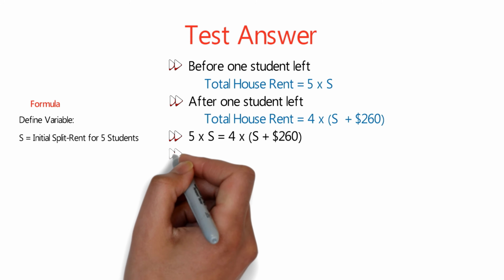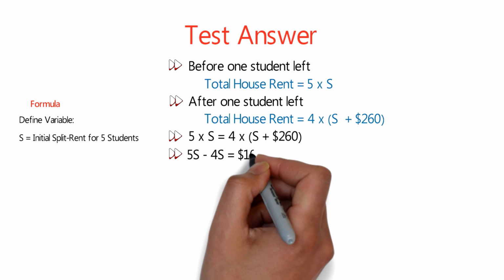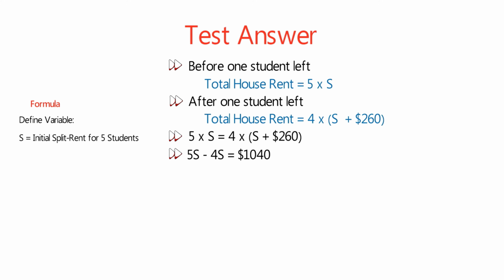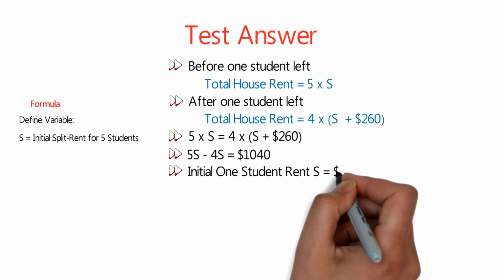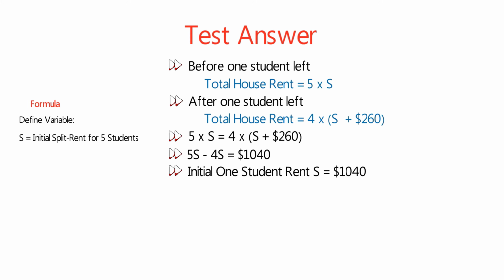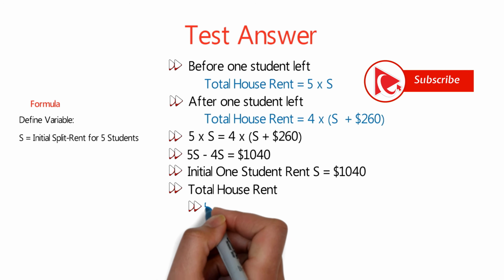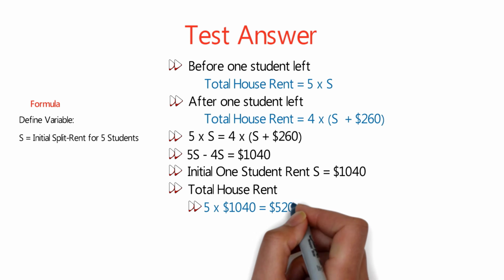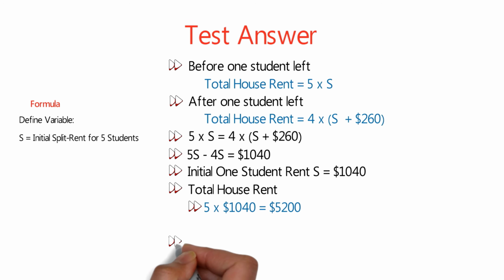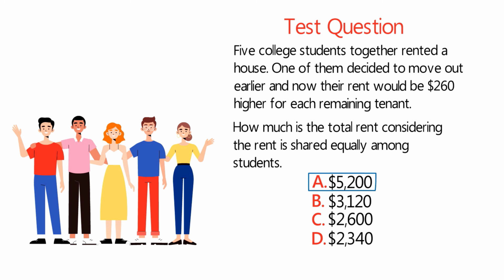Once we simplify it, we'll get to the equation 5S minus 4S equals $1,040, which means that S equals $1,040, which represents the initial 1 student rent. To calculate total house rent, we need to multiply 5 by $1,040, and the result will be $5,200. So the answer is choice A, $5,200. Hopefully you've nailed this question and now know how to answer similar ones.